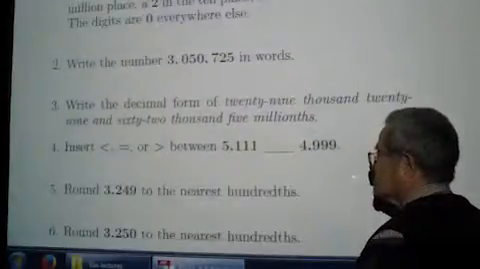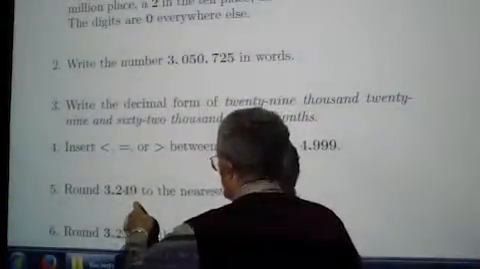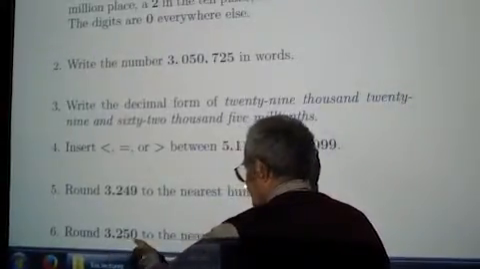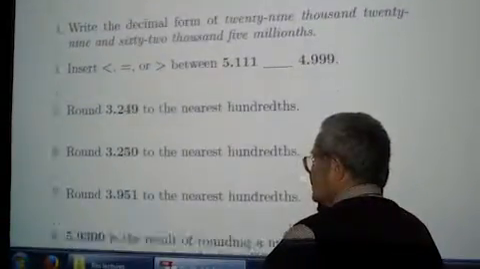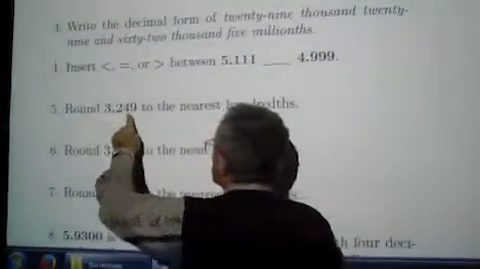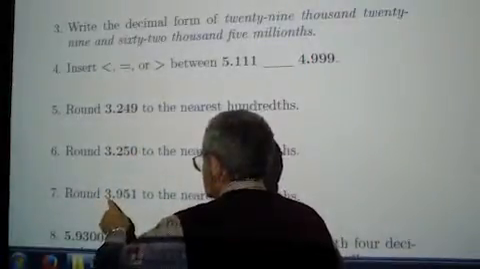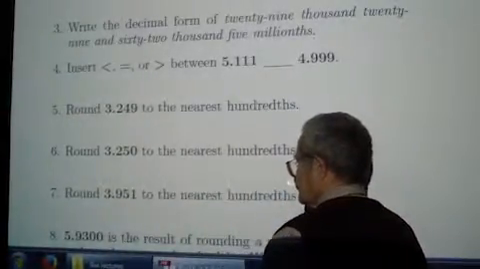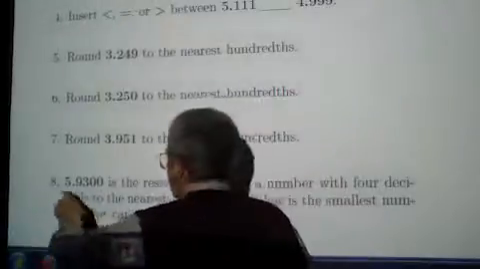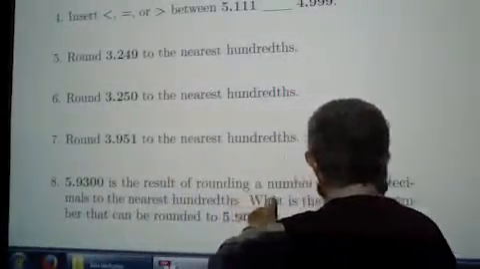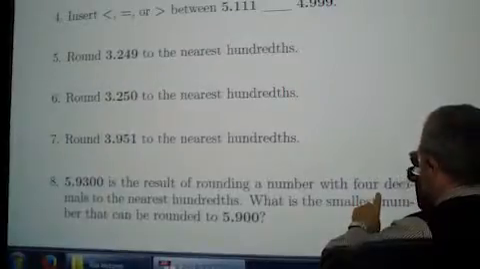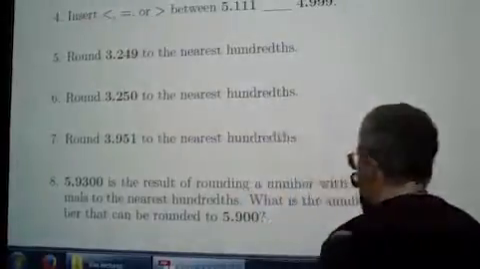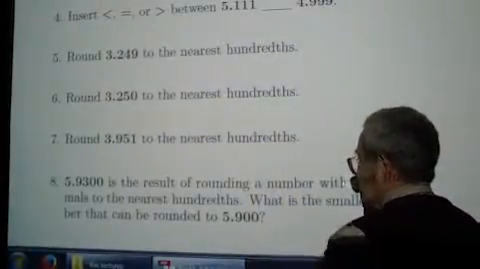5.1, 4.9. Round 3.249 to the nearest hundredth. Round 3.250 to the nearest hundredth. So 3.249, 3.250, 3.951 to the nearest hundredth again. And then 5.93 is the result of rounding a number with 4 decimals, 1, 2, 3, 4. And you want to find the smallest number that you can round to that.